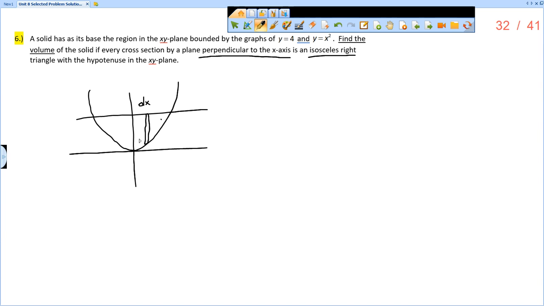It says that the cross section is an isosceles right triangle with the hypotenuse in the xy plane. So that means the height of the dx is the hypotenuse. We are coming off the page here, and it's an isosceles right triangle, so this is our right angle. If we take this and lay it flat, we've got this isosceles right triangle, and this represents the height of the dx.